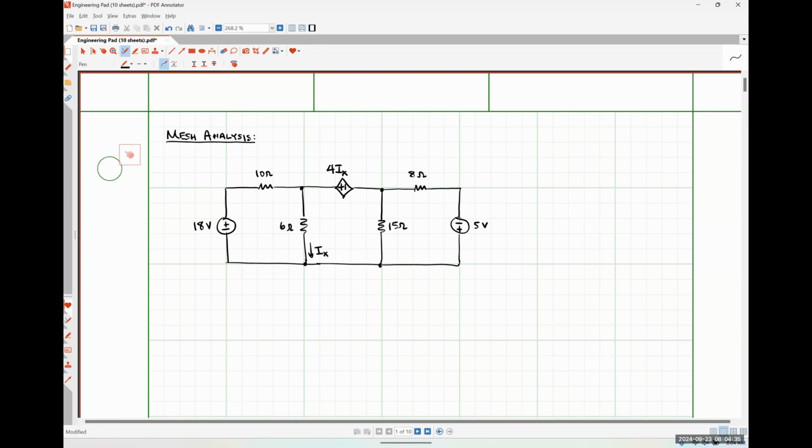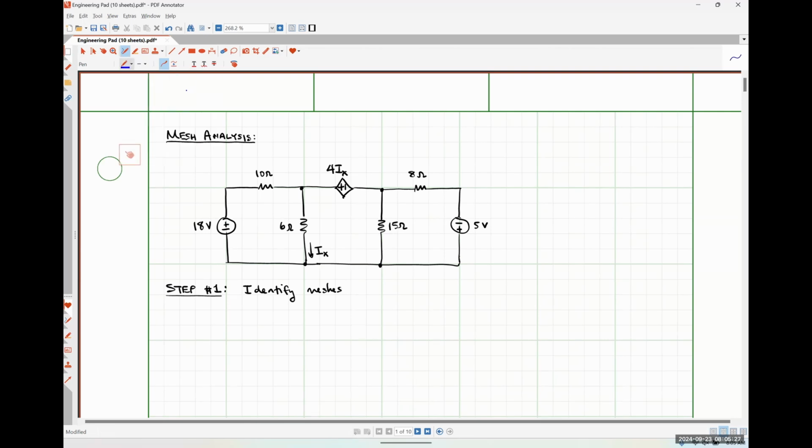So our first step is simply going to be to identify our meshes. Who can remember from our first class meeting what the definition of a mesh is? If you can't remember it, look in your notes because you should have probably written it down. A mesh is a loop that does not contain any smaller loops. So we can see by inspection that this particular circuit contains 3 meshes.